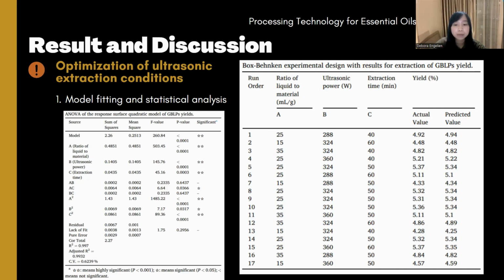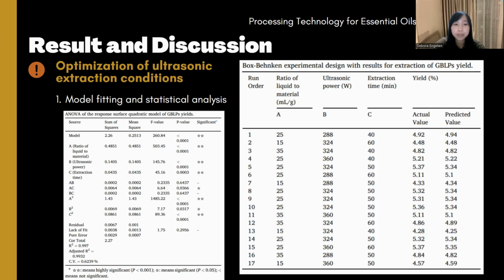Meanwhile, all primary terms were significant, while only AC was significant in the interaction terms. The lack of fit F value of 1.75 means that it is not significant relative to the pure error. The coefficient of variation, or CV, was only 0.6239%, which indicated that the experiment is well reproducible and the model is reliable.